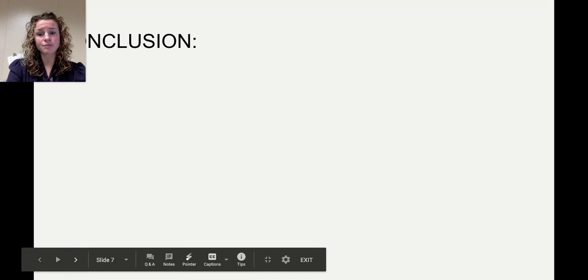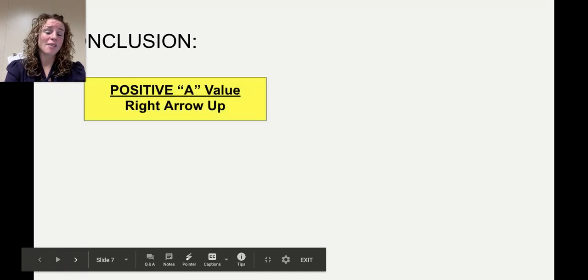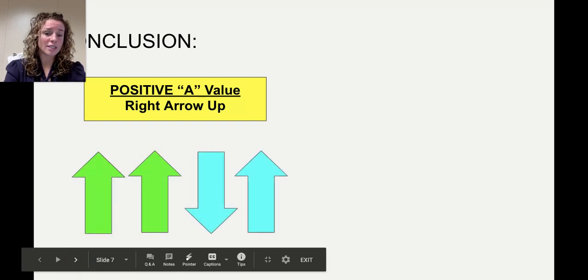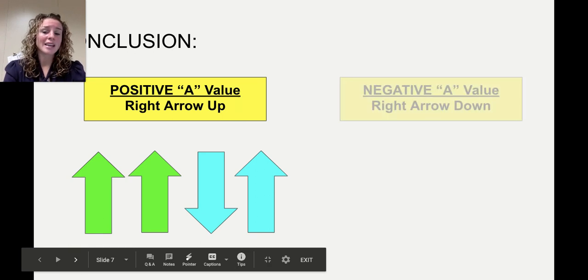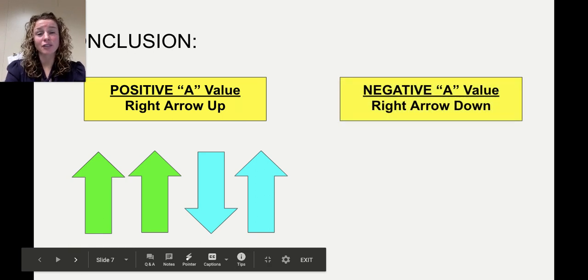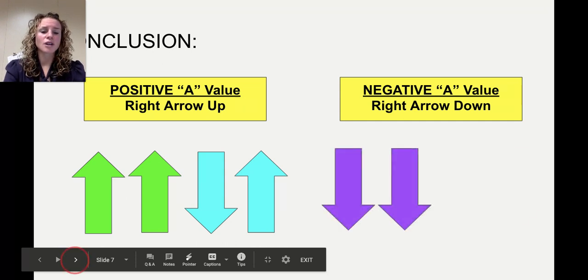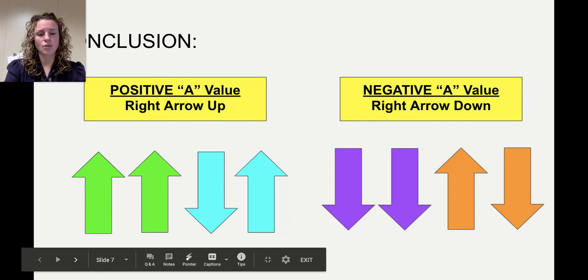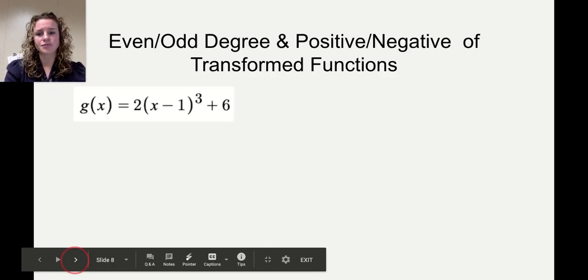So what can we conclude? Well, if they have a positive a value, so a positive number out front, the arrows will go up as you go right. Whether it's an even function or odd function, the arrows go up. Okay, when we have a negative a value in front, so a negative in front, think about our reflection of our transformation, our arrows go down as we go right. Whether it's an even or odd function, it goes down as we go right. Okay, and that's because we're reflecting the graph down in terms of transformations.